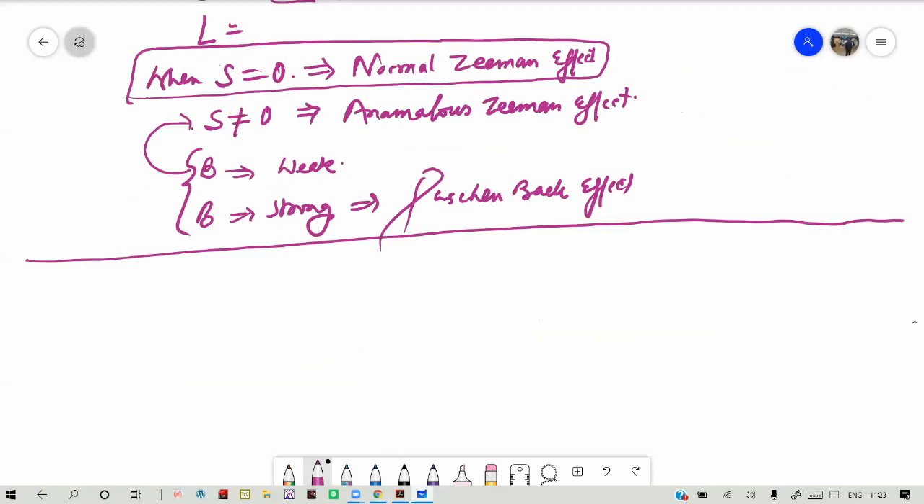So let us take an atom, suppose a hydrogen atom, and place it in the external magnetic field, and suppose that S is equal to 0. That means there is no interaction between the external magnetic field and the spin magnetic moment of the electron, because there is no spin dipole moment. It is a special case when S is equal to 0. And suppose that B is applied along the Z direction, so it becomes Bz.